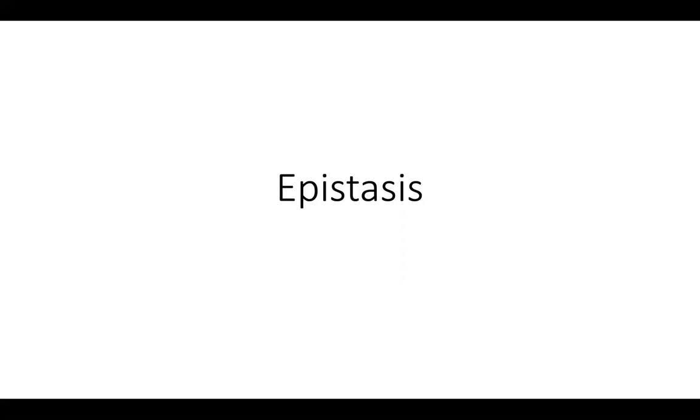Epistasis occurs when an interaction between two different genes causes one gene to mask the effects of another gene. This leads to different genotypes that express the same phenotype. The next slide will show an example of single dominant epistasis to demonstrate how different genotypes can lead to the same phenotype.